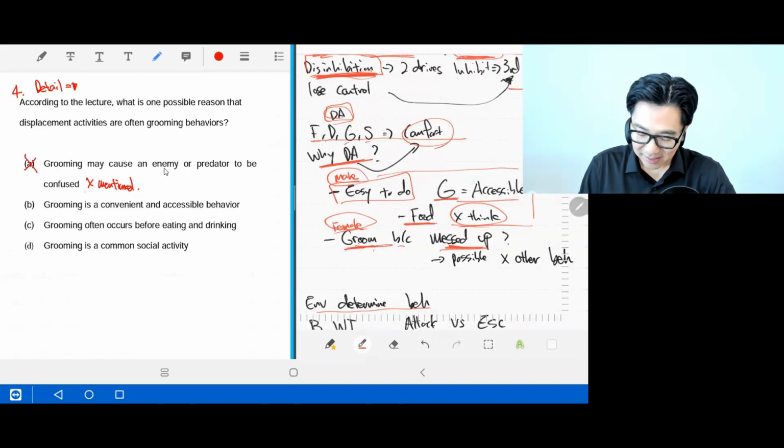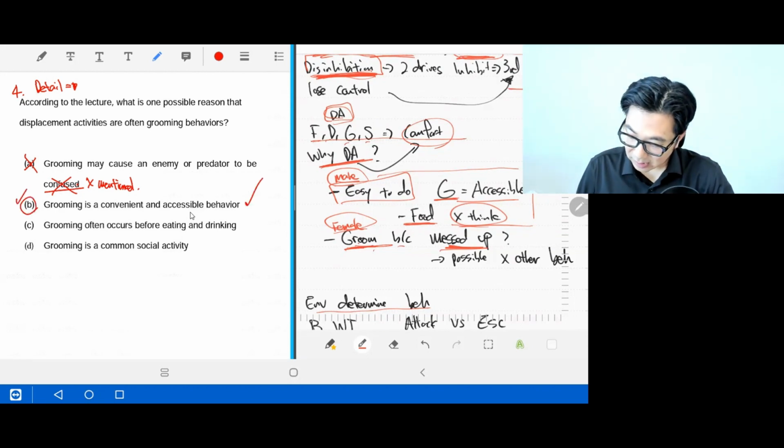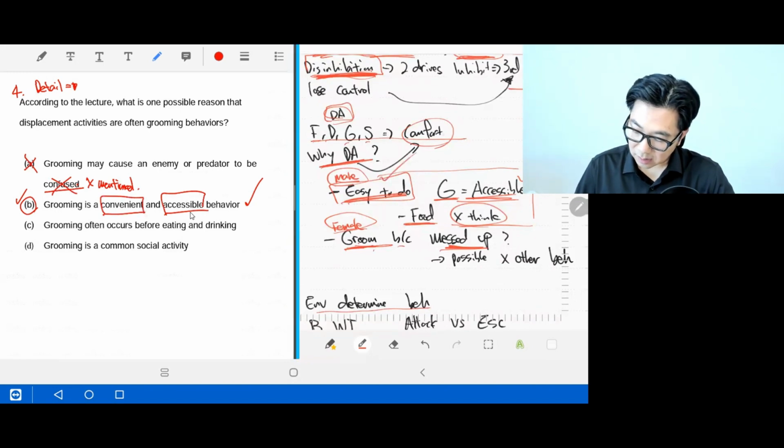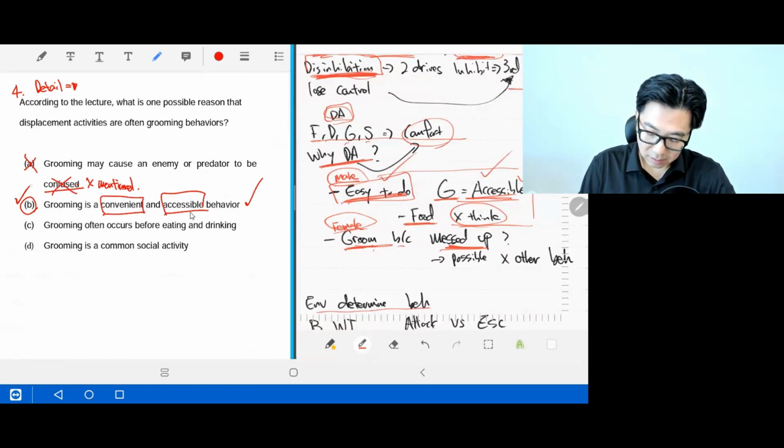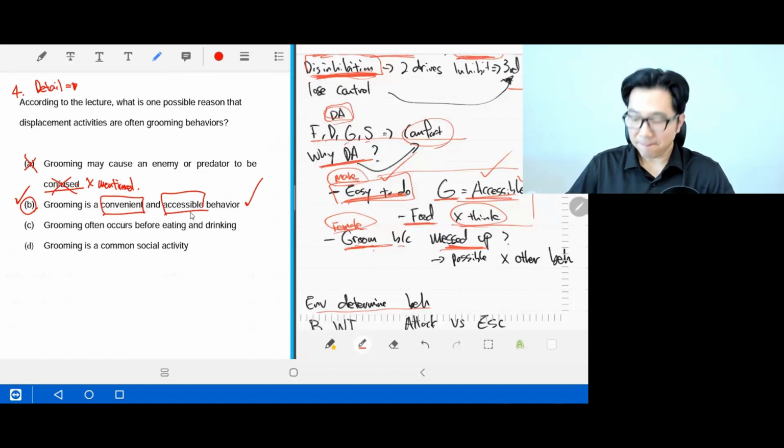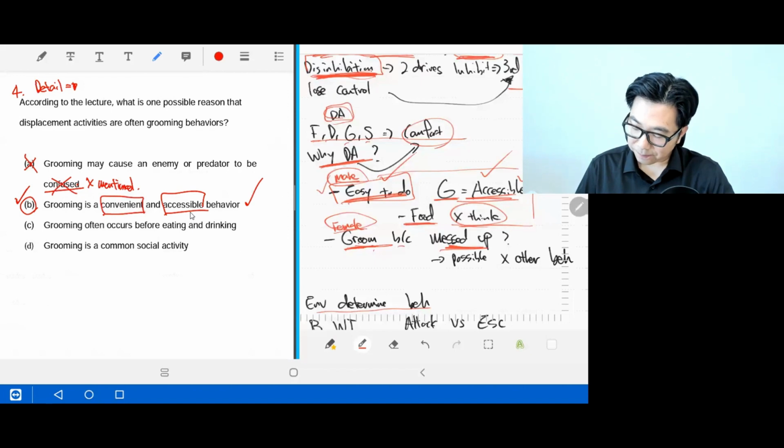Okay. So pretty funny. B, grooming is a convenient and accessible behavior. Bang. In our notes, right? Easy to do, accessible, convenient also was mentioned in the listening passage, I remember. Okay. Easy to do and accessible, right? Perfect notes, perfect answer every time. Okay. Got the answer from right here.